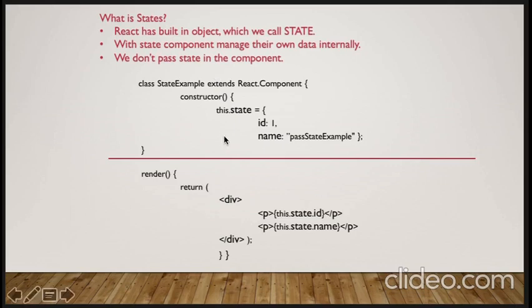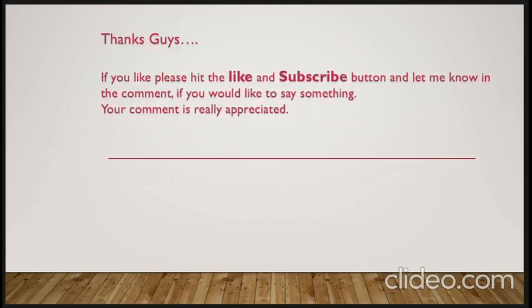In this example, you can see StateExample extends React.Component, which has the constructor this.state with id 1 and the name pass state example. So this.state is an object which contains id and name, and then in the render method, to access that, you simply call this.state.id, because the state object contains id and name, so it will print those values. Right now I have just set the values directly in this.state, but you can also set it with the help of this.setState, which we'll see in action.